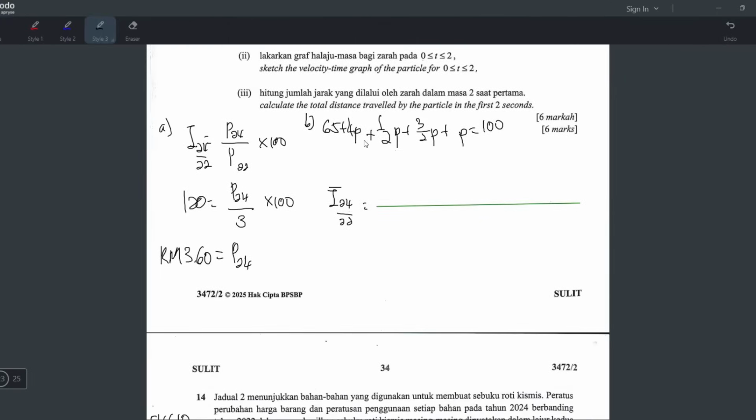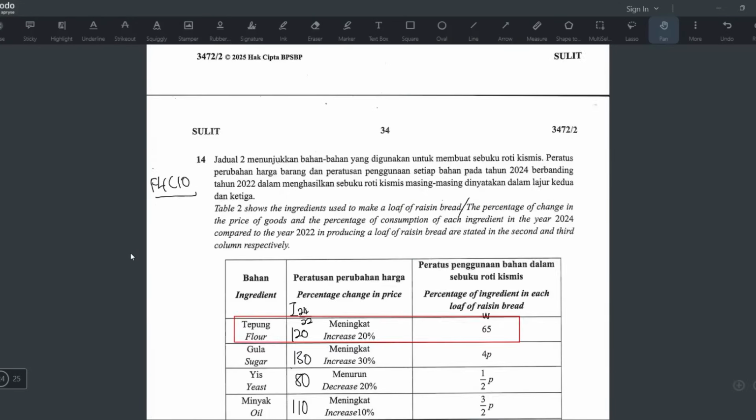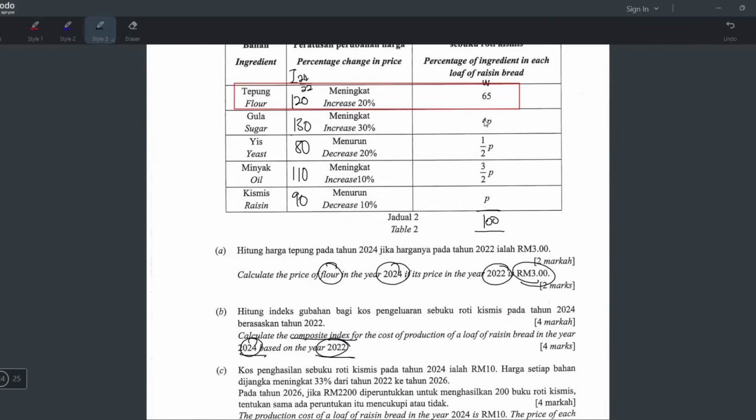Okay, p and p can make 4p plus 1p is 5p. And then 1 over 2 p plus 3 over 2 p is 4 over 2 p, which is 2p. And then 65 goes to the other side, 100 minus 65 becomes 35. 5p plus 2p is 7p equals 35. So p equals 35 divided by 7, which is 5. So now you know p is 5. Now you can get all the weightage. 4 times 5, 20. 1 over 2 times 5, 5 over 2. 3 over 2 times 5, 15 over 2. P will be 5.